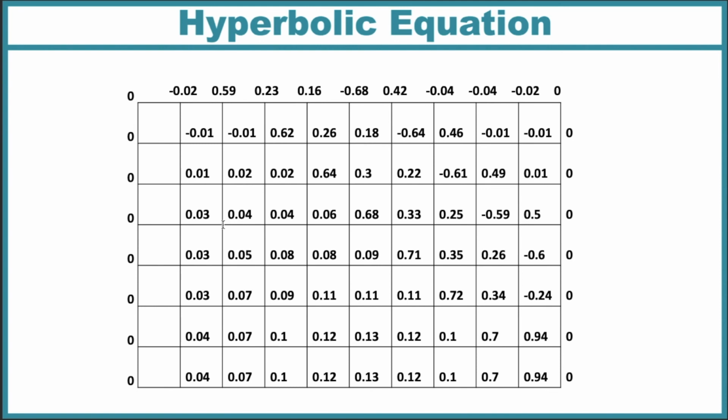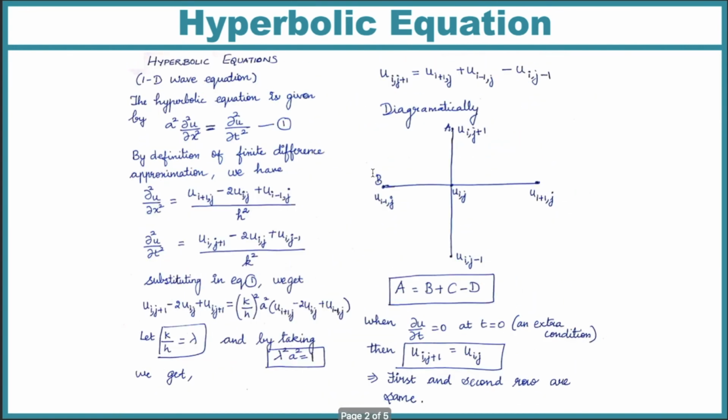Again to get this value, 0.03 plus 0.08 minus 0.01, we get it as 0.04. Here to get this value, 0.05 plus 0.08 minus 0.09, we get 0.04. To get this value, addition of this value minus this value, we get 0.06. So likewise, we go for each and every value and fill up the grid, and we get the final answer of u i comma j for the hyperbolic equation, that is the one dimensional wave equation.